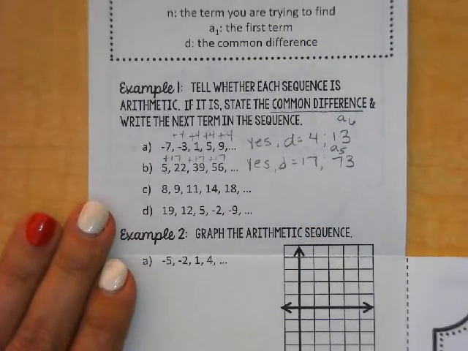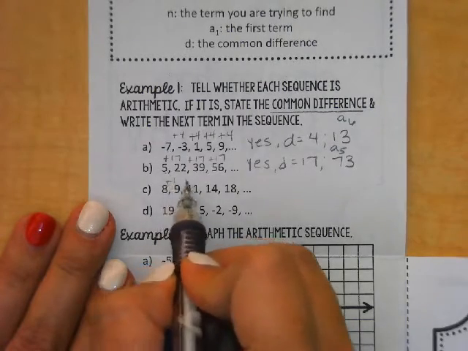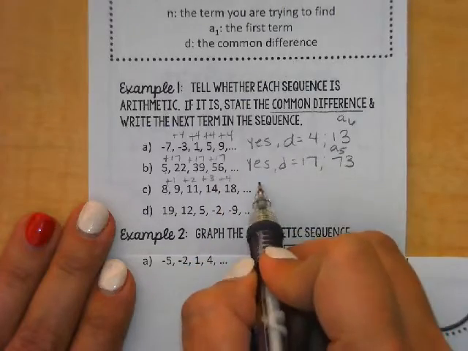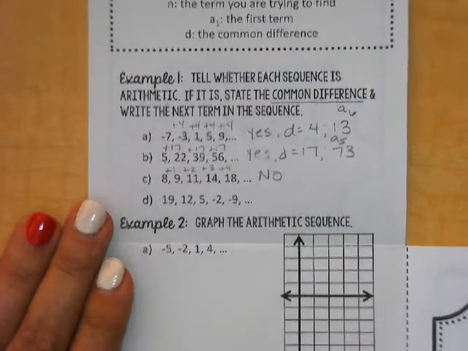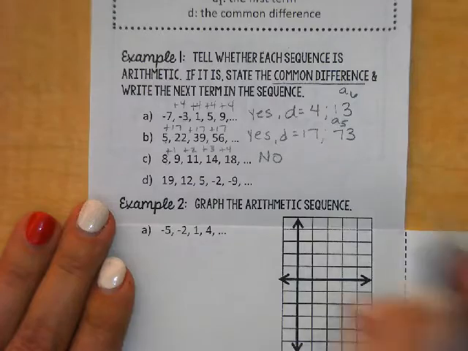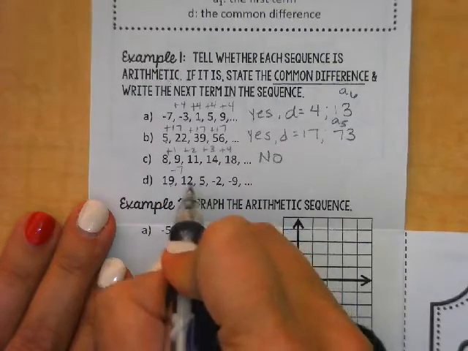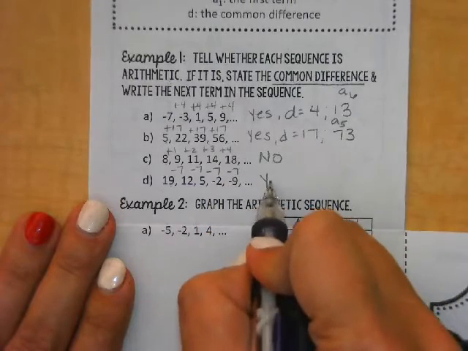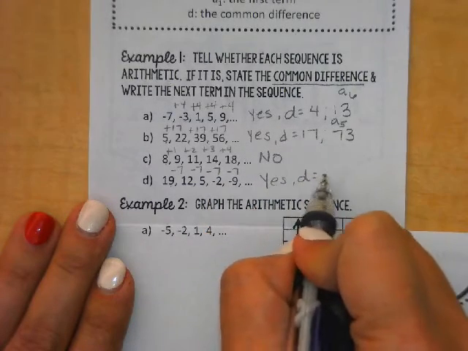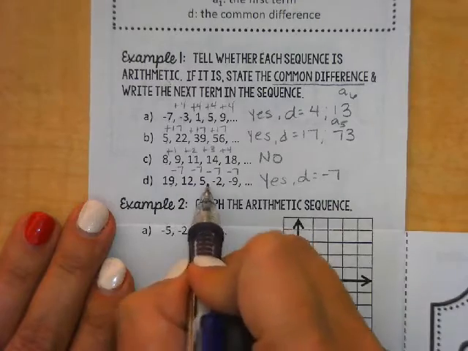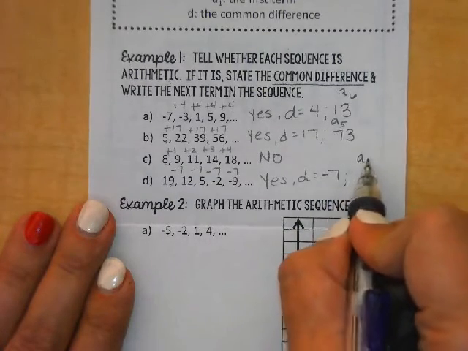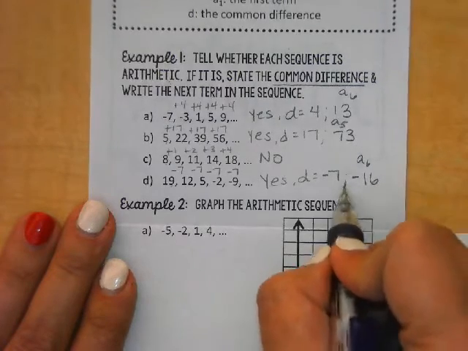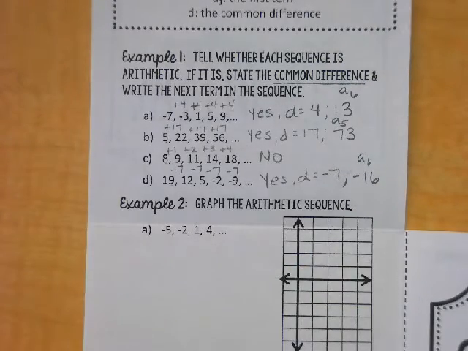What about this next one? Is this arithmetic? No, because this is a +1 and then this is a +2. It's a neat pattern. It's just not arithmetic. And the last one, letter d. How do you go from 19 to 12? -7 and 12 to 5. -7 and look, oh, how nice. So this one is arithmetic. But now my common difference is negative. Is that okay? What's my a sub 6? -16. Good job.